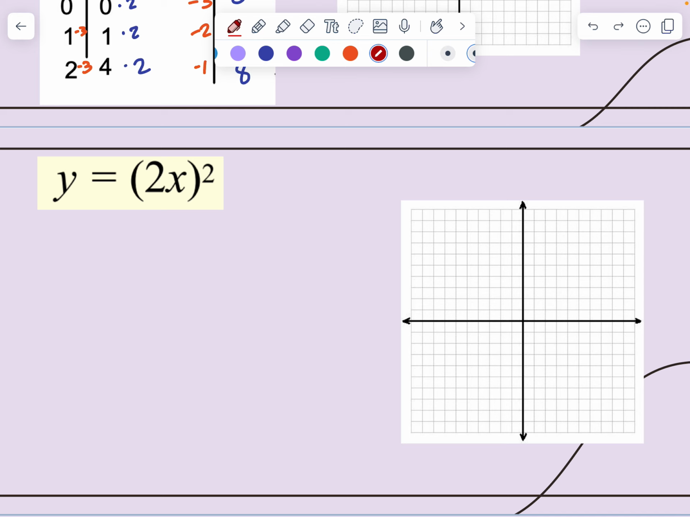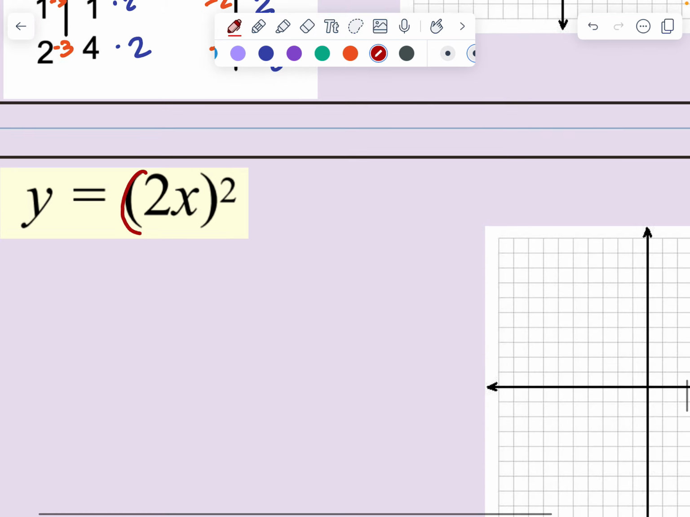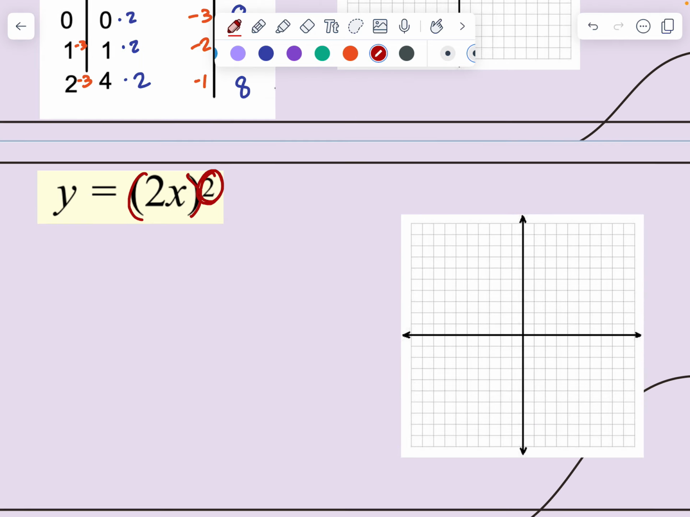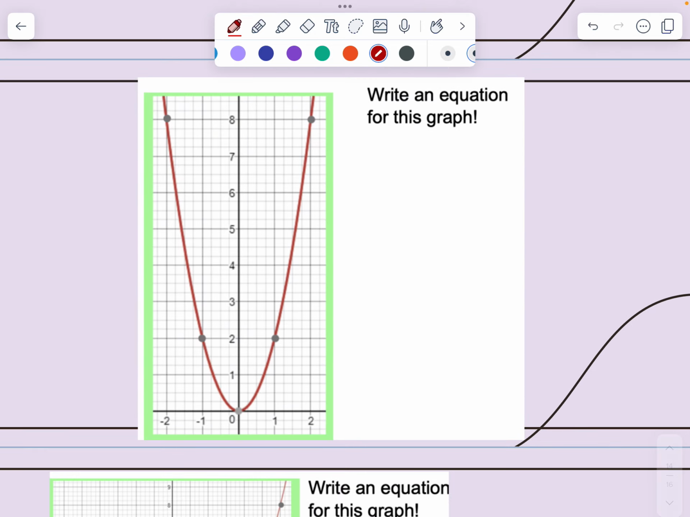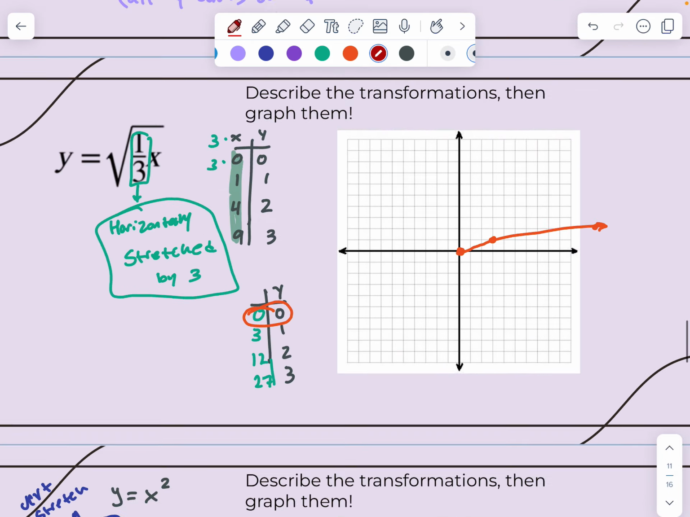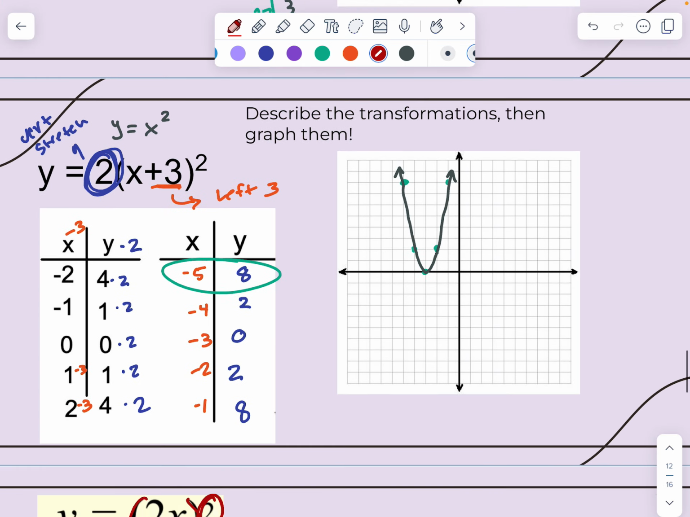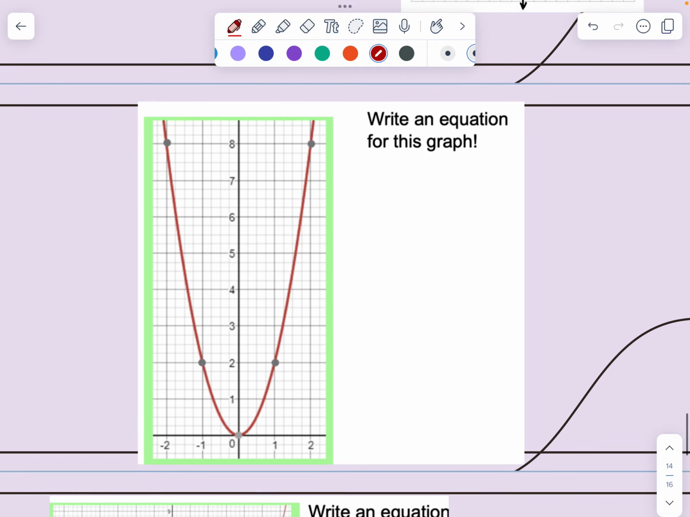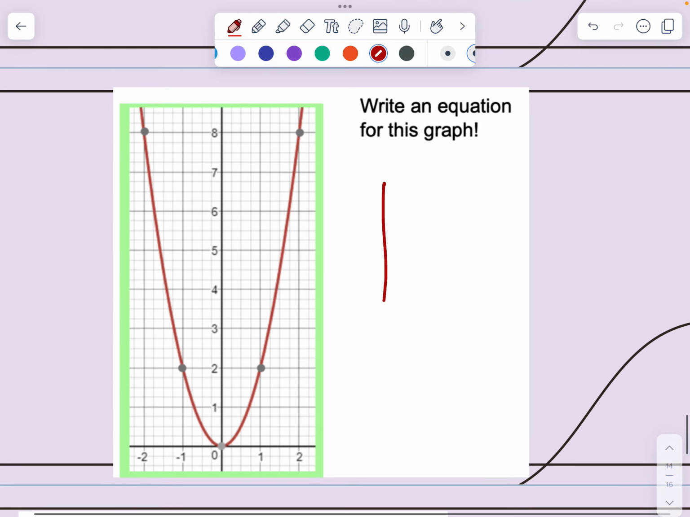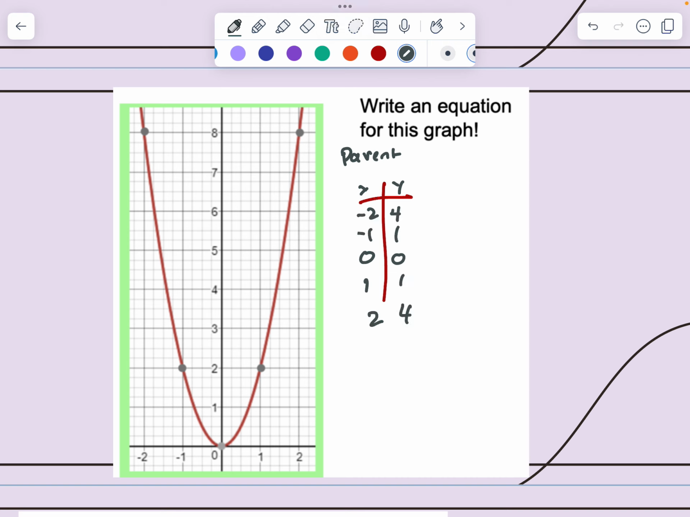I notice a horizontal shrink by 1/2. Inside is opposite. This guy is within my main square operation. But I'm going to finish on this one here. This is really similar to what we did up above, but they don't give us a parent function to work with. So I'm going to kind of build my own parent function, right? I can just see that this is a parabola, and typically a parabola would look like this. It'd have 0, 0, 1, 1, 2, 4, and then negative 1, 1, negative 2, 4.